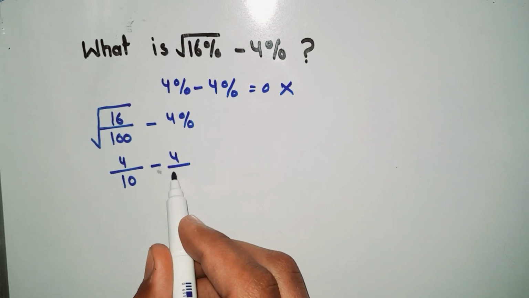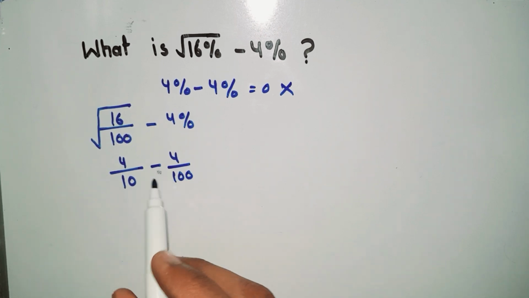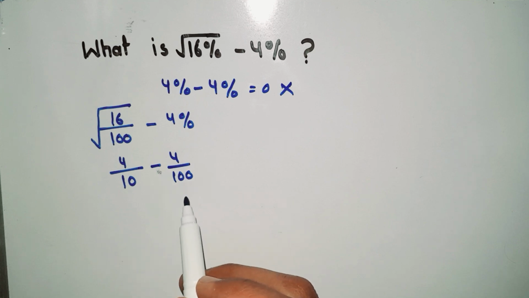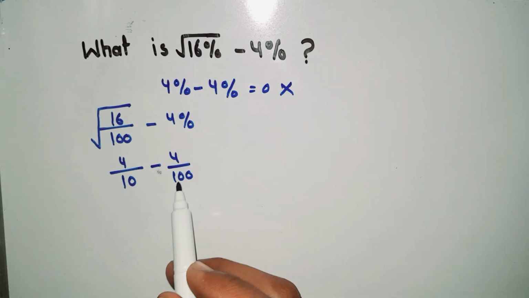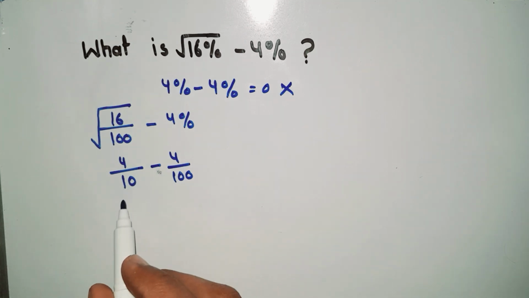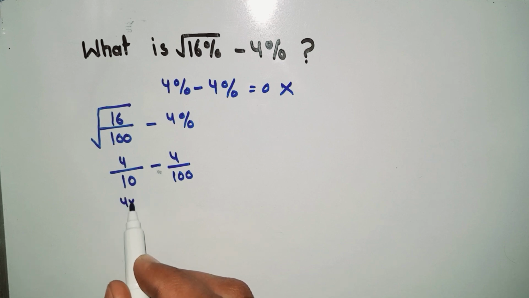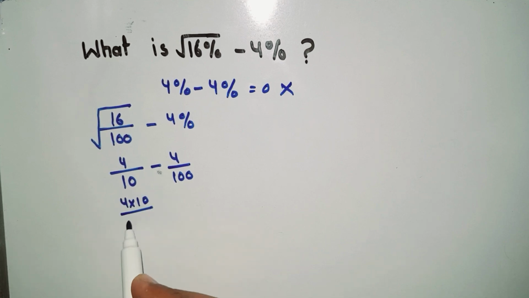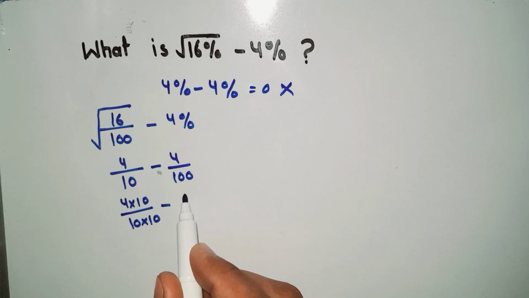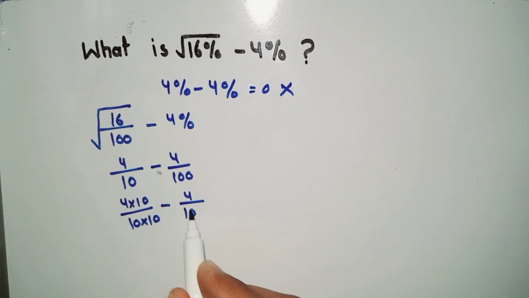upon, percent means out of 100. So 4 upon 10 minus 4 upon 100. So now we make the denominators the same. So we write 4 multiplied by 10 upon 10 multiplied by 10, minus 4 upon 100.